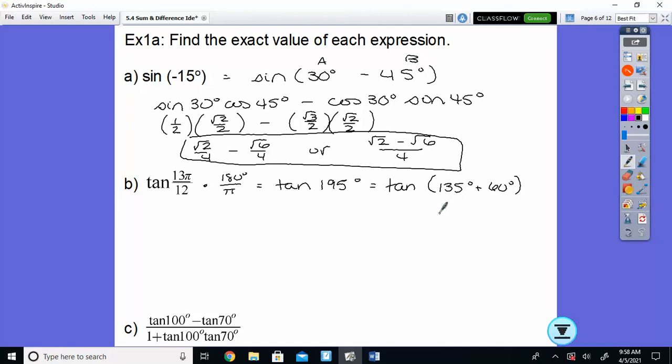So we are looking for the tangent sum formula. So that's tangent of the first plus tangent of the second over 1 minus tangent of the first tangent of the second.